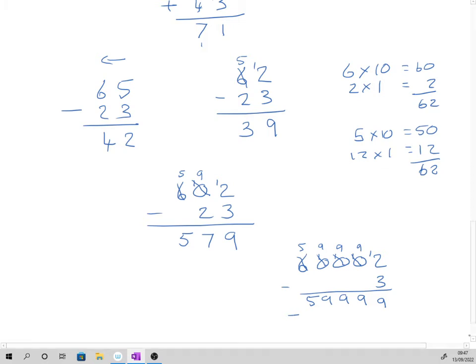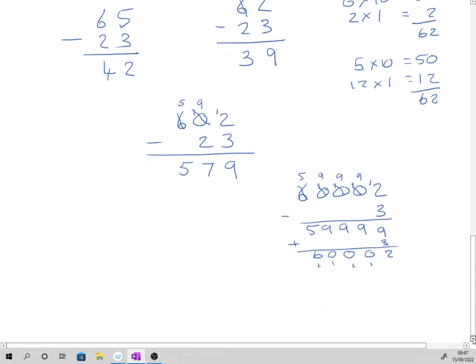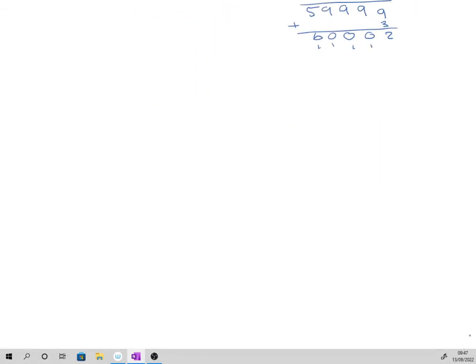Just add that 3 back on, and you're going to get 9 and 3 is 12, 9 and 1 is 10, 9 and 1 is 10, 9 and 1 is 10, 5 and 1 is 6. So you get back to where you started from. So that's subtraction. Then the next little thing we did was multiplication.